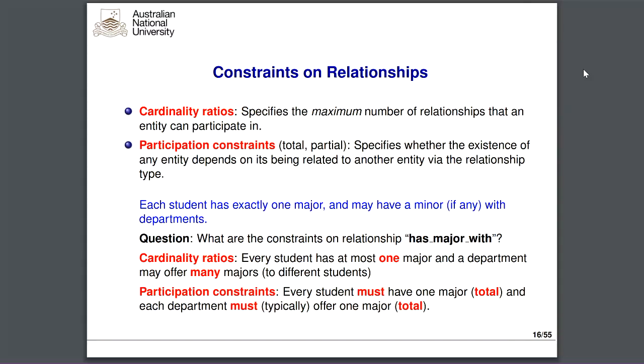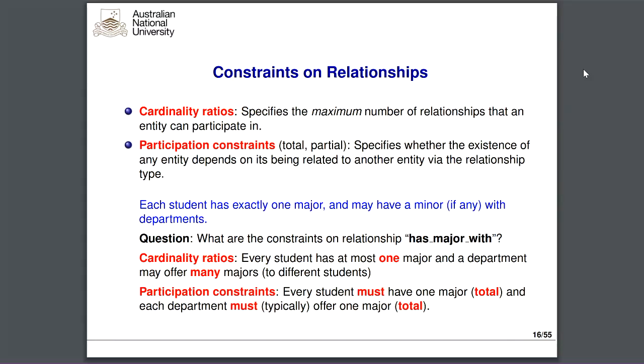So this is just a scenario, right? One major in this case, and a department may offer many majors, right? So those are the cardinalities, the cardinality of sets. Maybe you think about the sets, right? And that's cardinality. And then the ratio is talking about the entity to entity case. So that's why we are saying this ratio here.